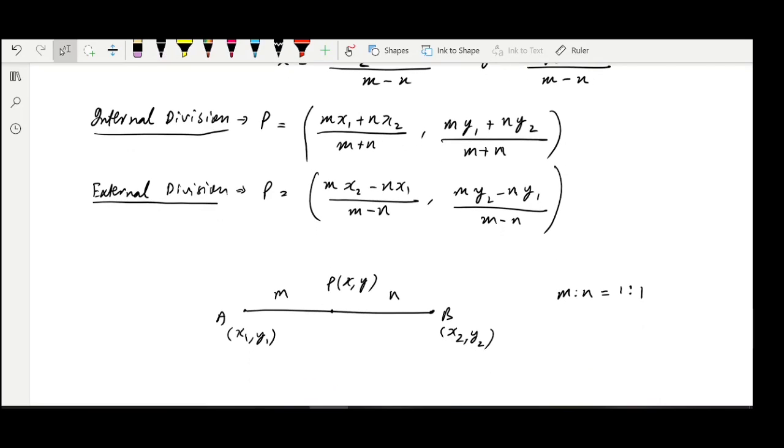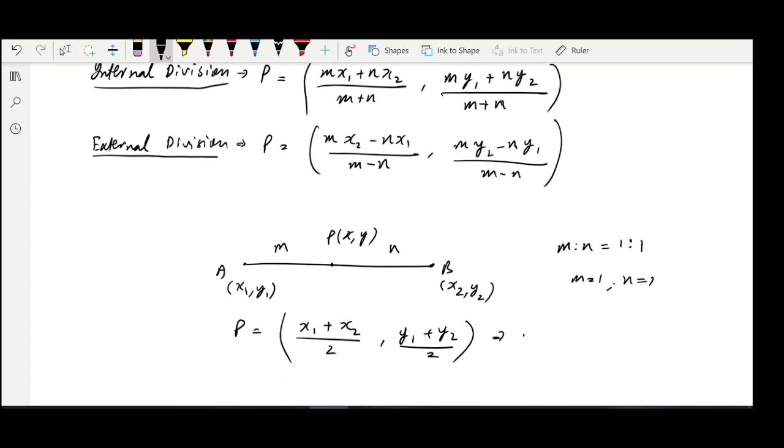Now the coordinates simplify to, you can put m and n as 1. So m is 1, n is 1. You can pick m and n as 1 in the internal division formula. Then you will get (x1 + x2)/2, (y1 + y2)/2. This point P is known as the midpoint of the line, midpoint of AB. So this is a formula that is derived from the internal division section formula.